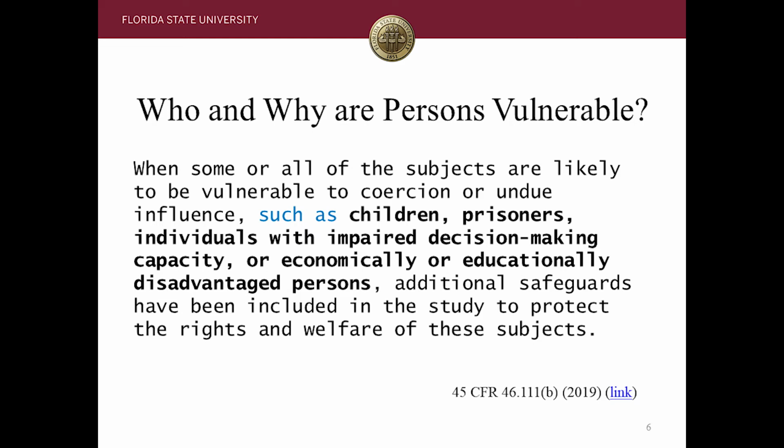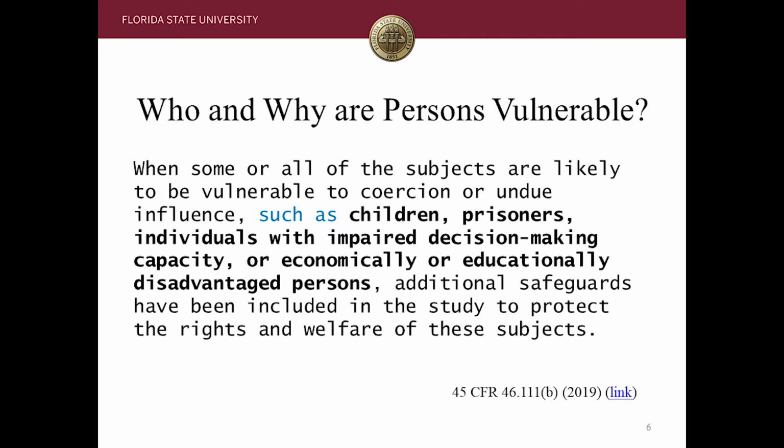Note that the blue highlighted text, "such as," means that the following list are some examples, but they are the principal examples. But it suggests to us that there may be other persons who may also be vulnerable to coercion and undue influence. And just think for yourselves, well, who are those others that might be deemed vulnerable? And on this campus, we can think of a number, right?